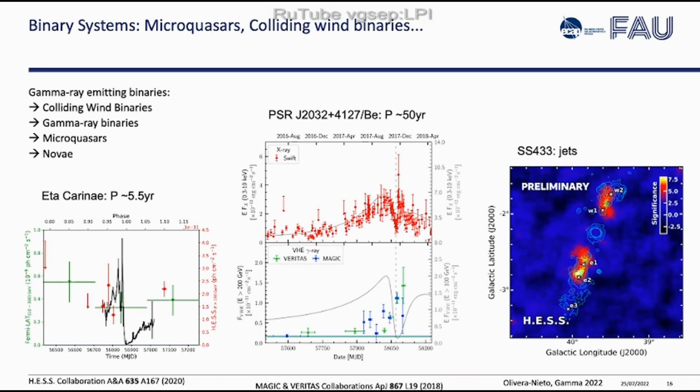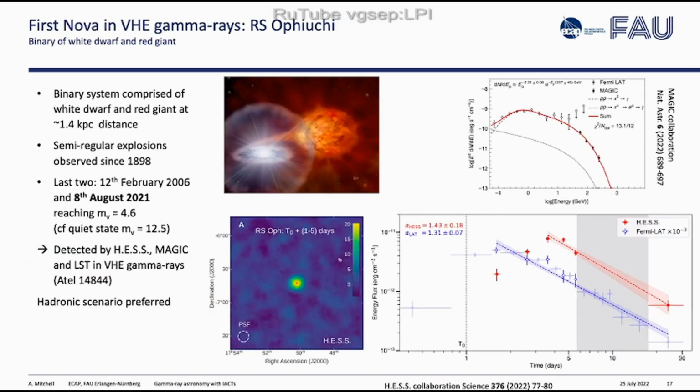And recently microquasars. So these jets from SS433, which were detected by HAWC and recently confirmed by HESS, we also see with IACTs, very high energy emission from the jets around this microquasar. Another type of binary system recently established in very high energy gamma rays is novae. The first nova to be detected in very high energy gamma rays is RS Oph, which is a binary system comprised of a white dwarf and a red giant at notionally 1.4 kiloparsecs, but there are arguments why we might think it's located a bit further than that.